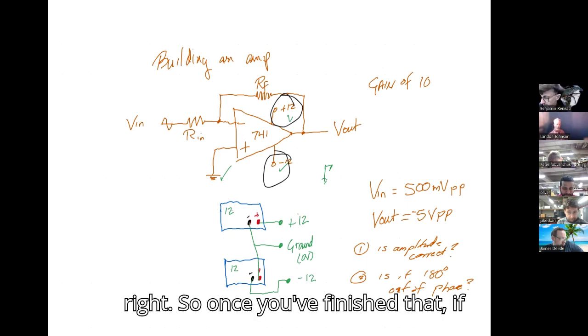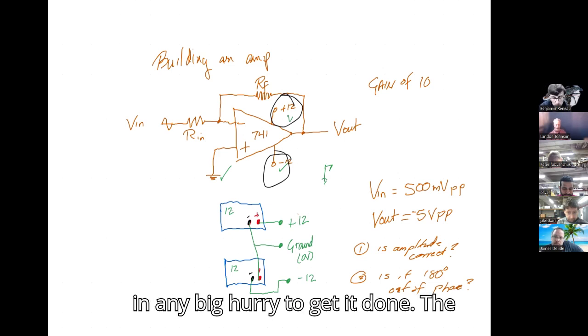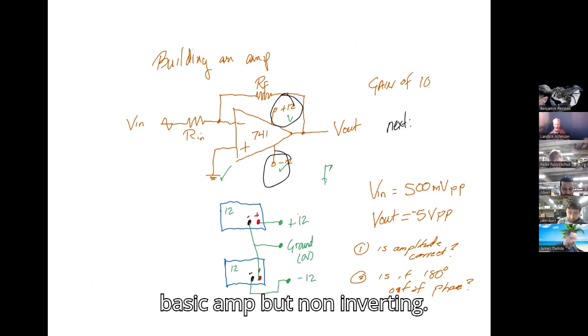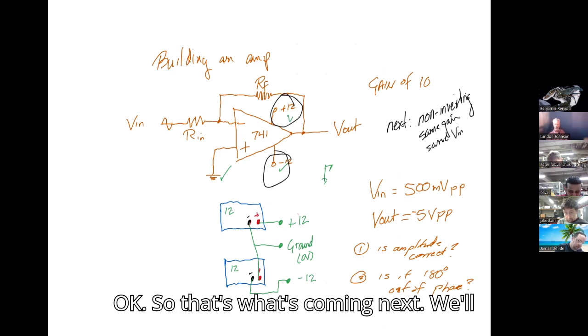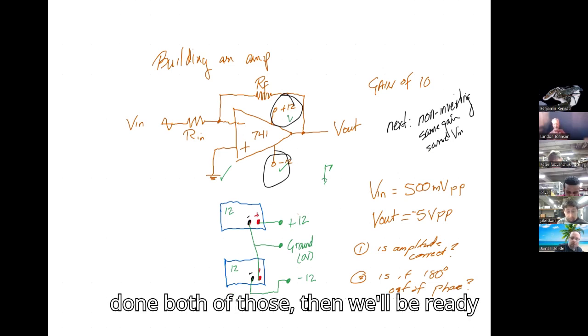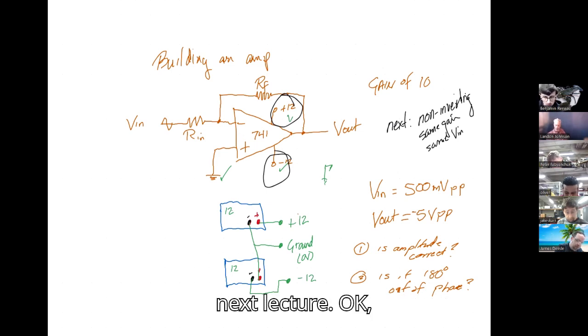All right, so once you finish that, and you may not, I'm not in any big hurry to get it done. The next thing will be, and I'll just put it as a note here, to make the same basic amp, but non-inverting. Same gain, same VN. Okay, so that's what's coming next. We'll do both of those. Once we've done both of those, then we'll be ready to move into filtering and active filters, which we'll talk about in our next lecture.